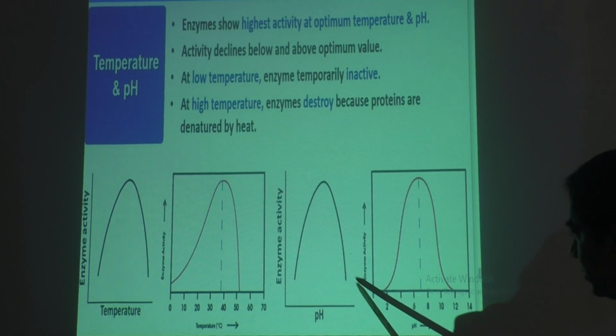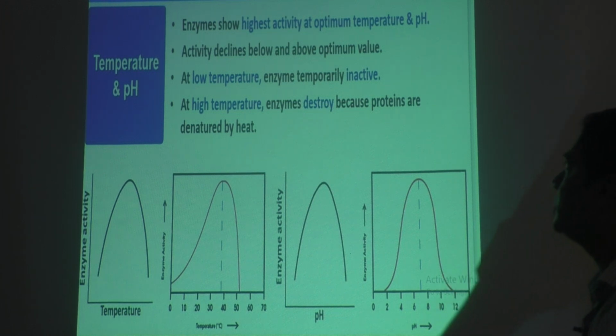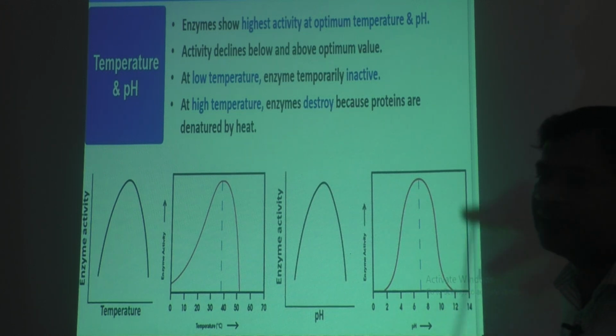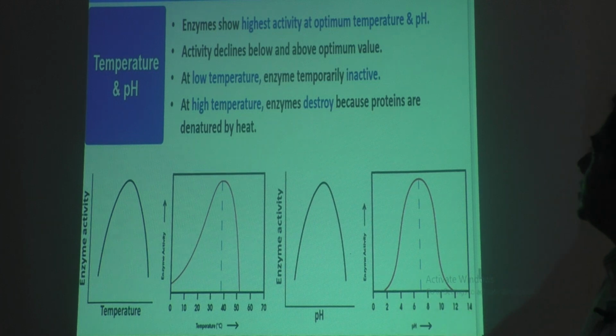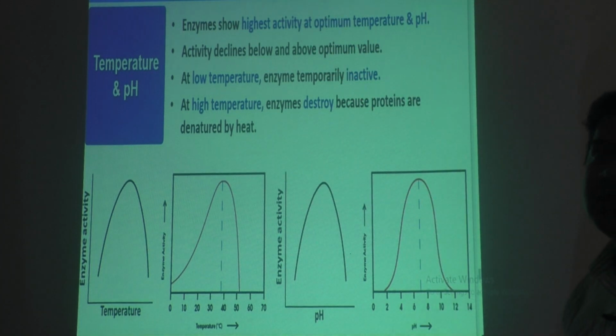Before 7, that is 0 to 7, it is acidic pH, and from 7 to 14 it is basic pH, you know. So let us see how temperature and pH affect enzyme activity. Enzymes show highest activity at optimum temperature and pH.